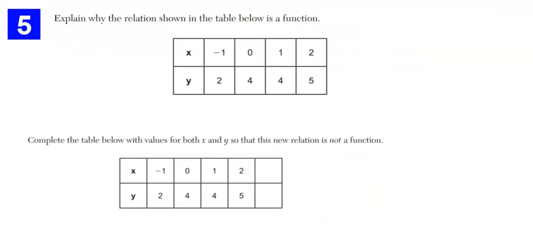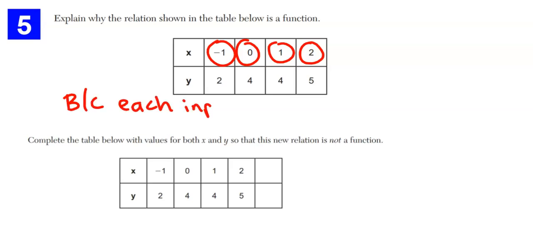Question number 5. Explain why the relation below is a function. You'll notice when we look at all of our input values, they're all unique. It's a function because each input has only one output.